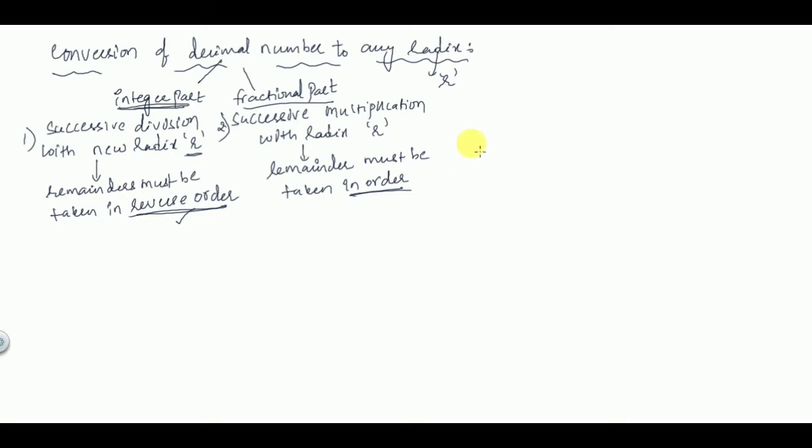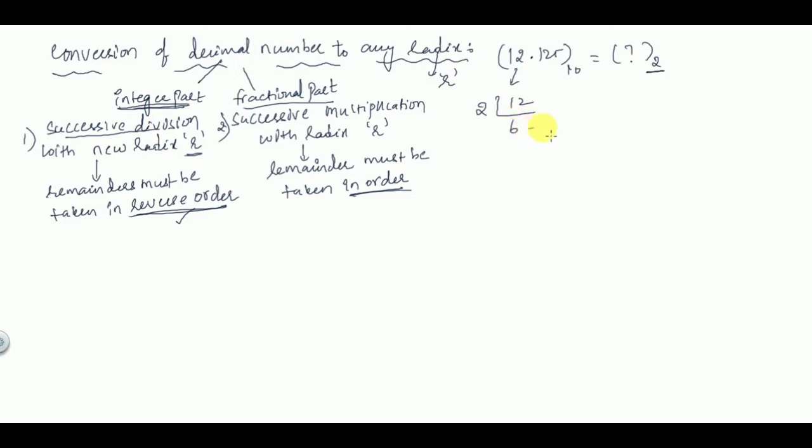Okay, so let us take an example, then you'll understand very clearly. Let us take the previous example only. 12.125 base 10 is what in binary? The previous example we have taken, so we'll see whether we get the same answer or not. So this is the real part, 12 is the real part here, and the new radix r is equal to 2. So you have to divide successively.